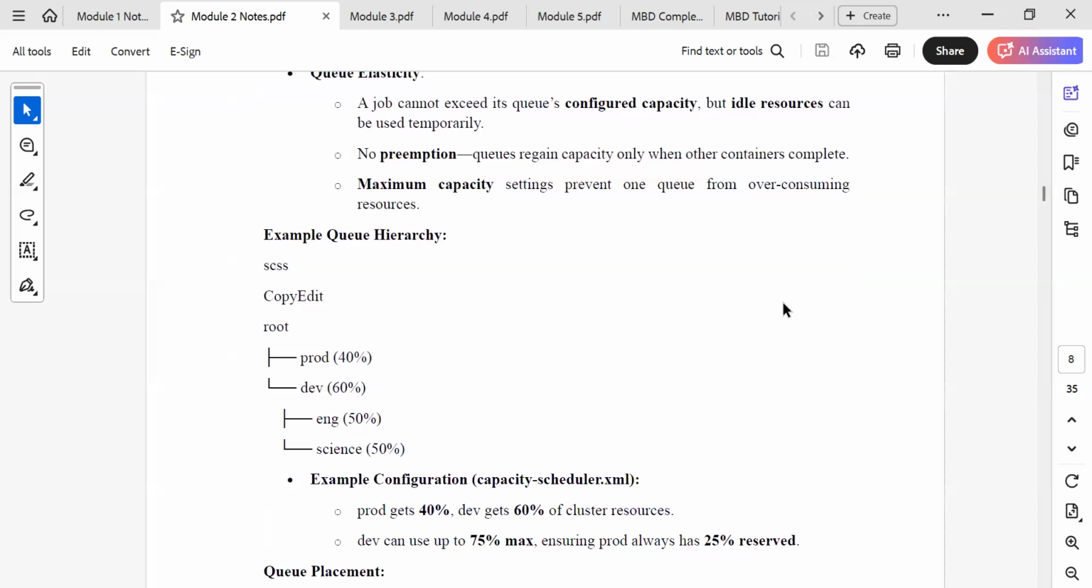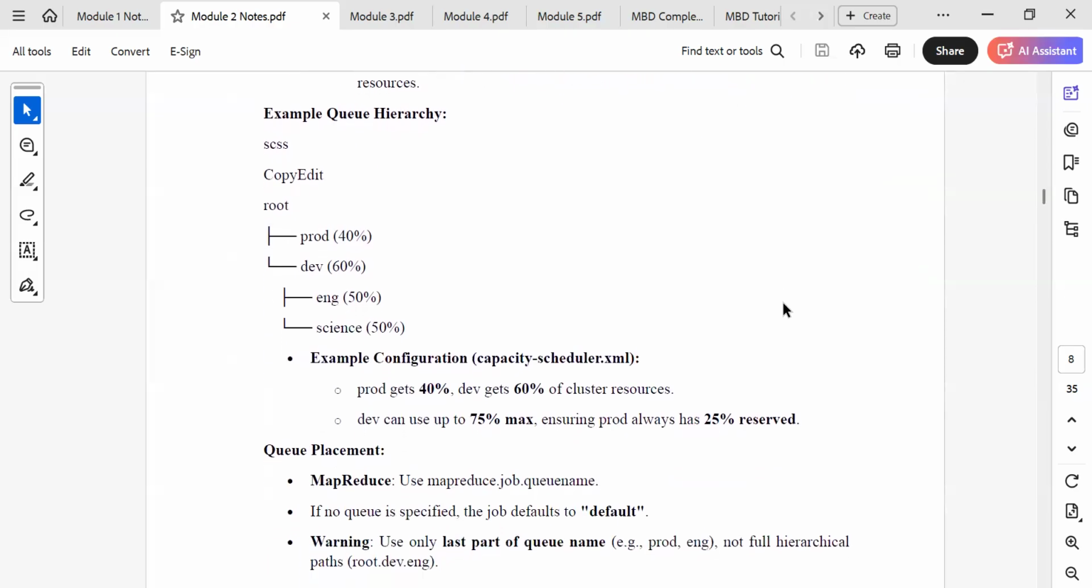Example queue hierarchy. You can see root here, and in that production 40%, development 60%, and some subjects are given there, like English and science. In the example configuration of the capacity scheduler, production gets 40% and development gets 60% of cluster resources. Development can use up to 75% maximum, ensuring production always has at least 25% reserved.